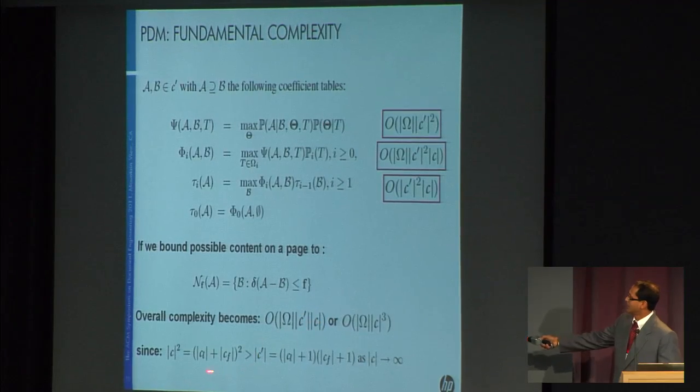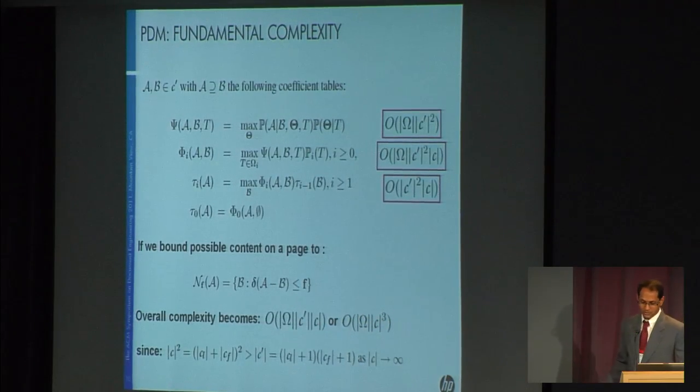Also, C prime is basically dominated by the content squared, as you can see over here, as the content gets large. So this is basically a cubic complexity in content. So your document composition in this case is cubic in content, but we can do better.